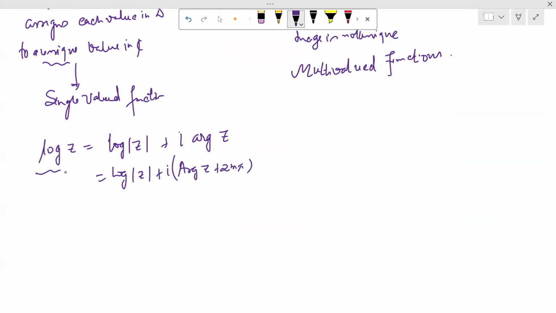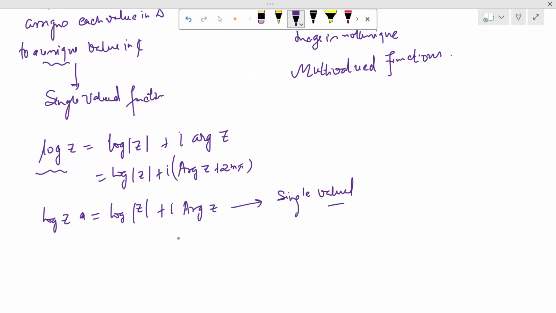Now, if we restrict our argument to only the principal argument, then this function will become a single valued function. And this value is called the principal value of the function. If we restrict ourselves to the principal argument, then this value is called the principal value.